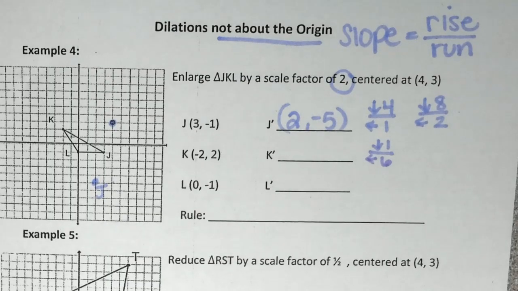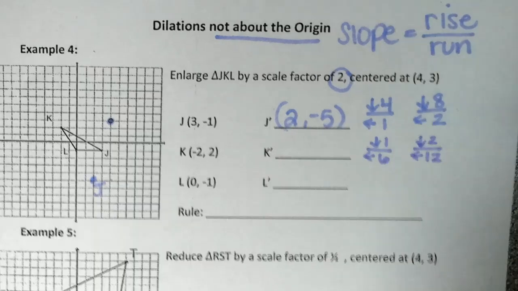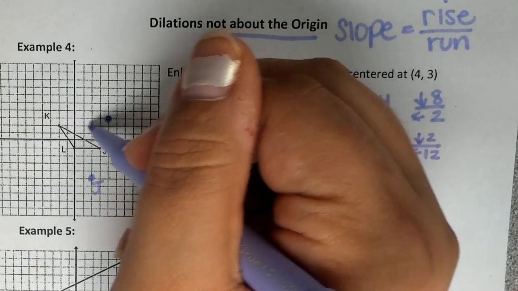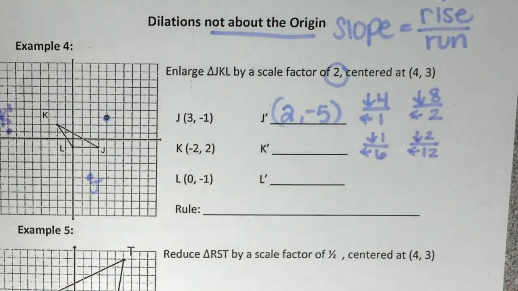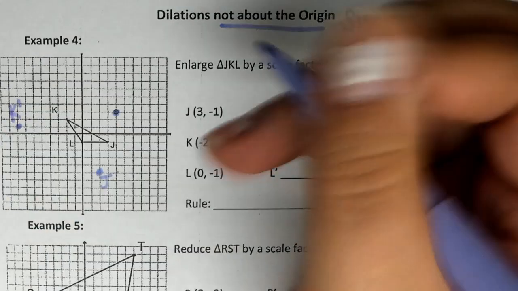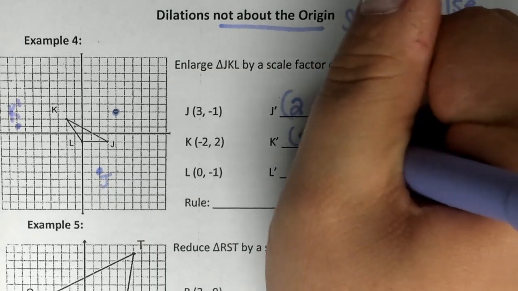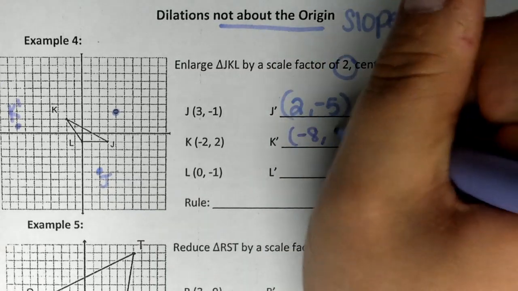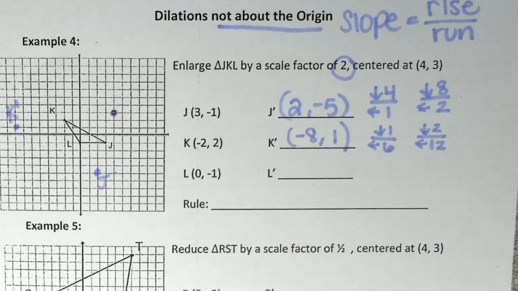So a scale factor of 2, what am I going to do? So from here, go down 2, left 12. And where do I end up at? -8, 1. All right, you do L. Go.